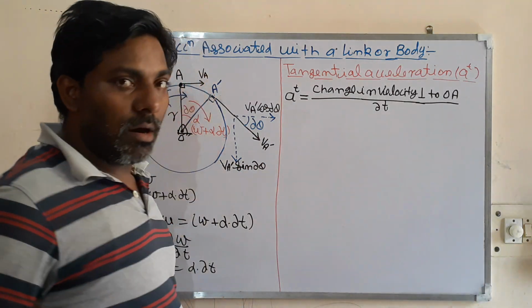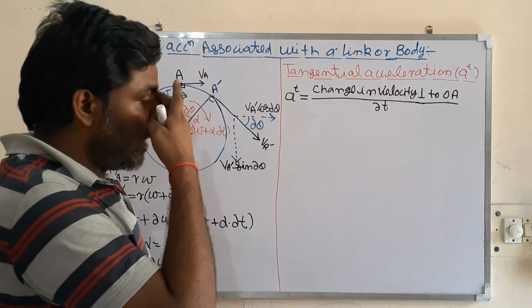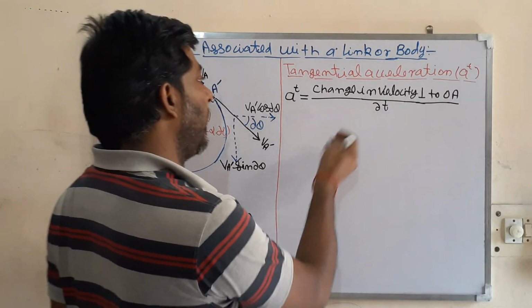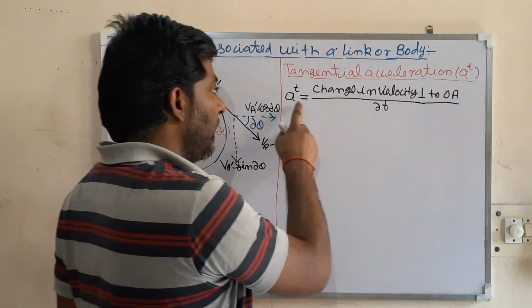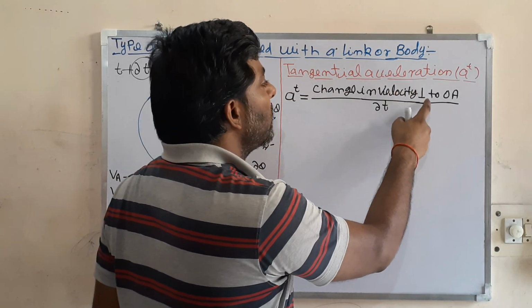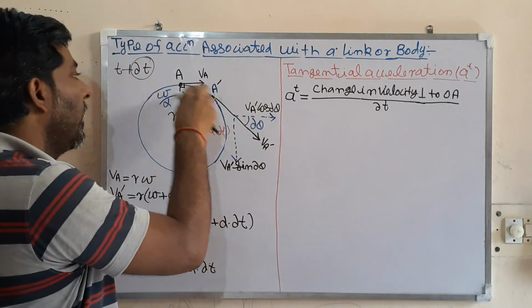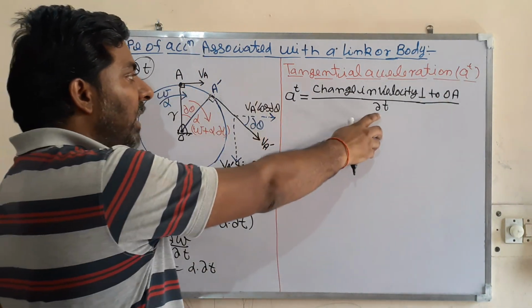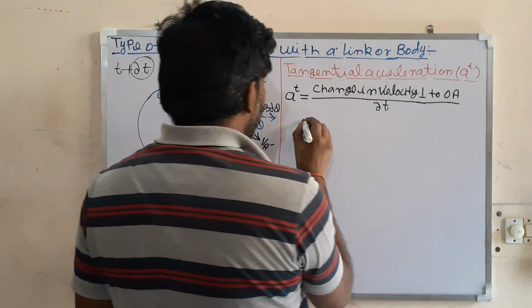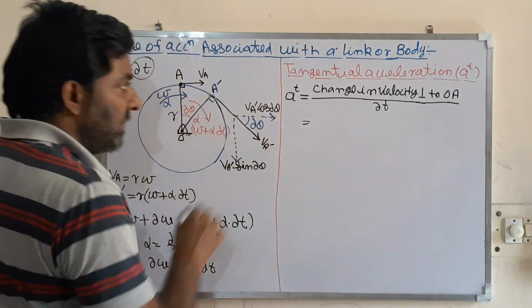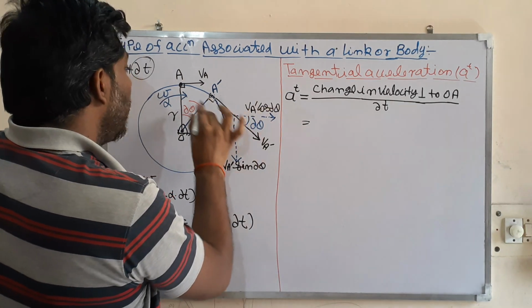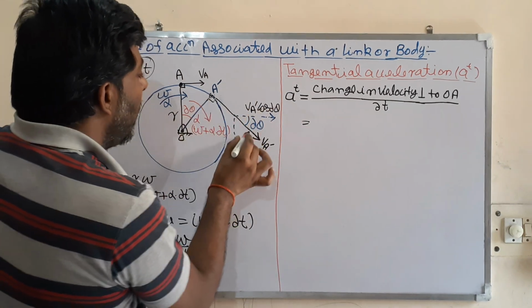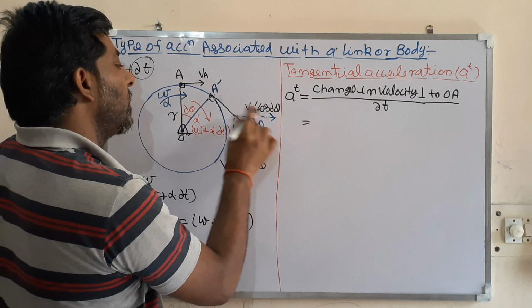Due to the change in magnitude of the velocity vector, which can be calculated as its direction is perpendicular to the length. So tangential acceleration is equal to change in velocity perpendicular to length OA, that is in this direction, divided by time del t. So let us see what is the change in velocity perpendicular to OA in this direction, final minus initial. So this is VA dash, that angle will be del theta, so it's a component.